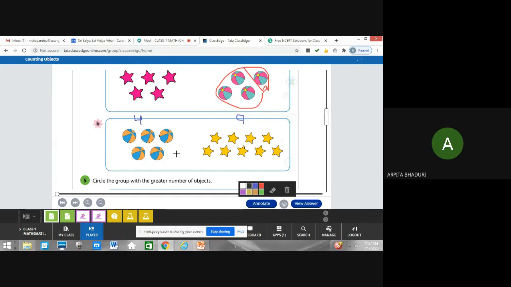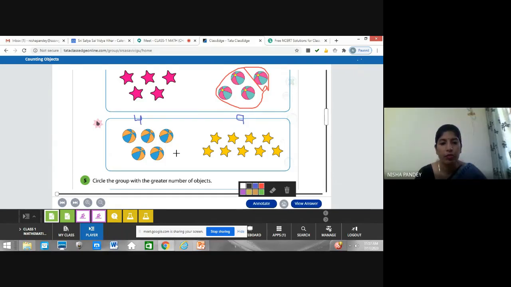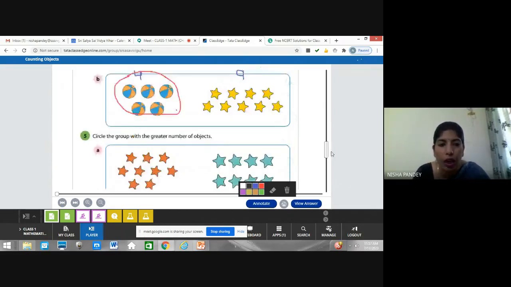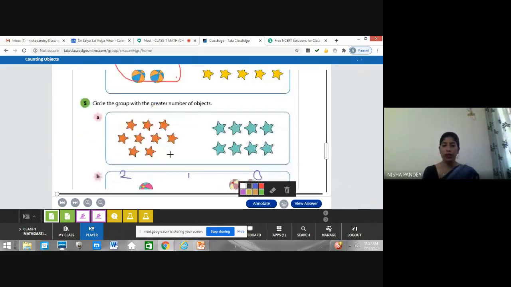Ma'am, five. 5, right. So we are going to circle these balls. Okay. Now, greater number. Now you have to count both objects and see which one is having greater, which one is having more, right? Greater means more.